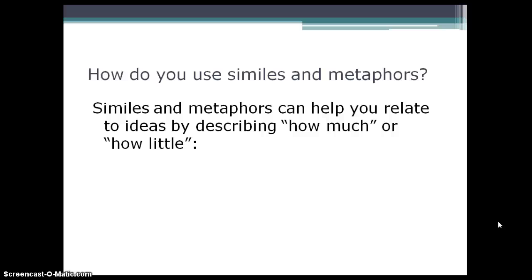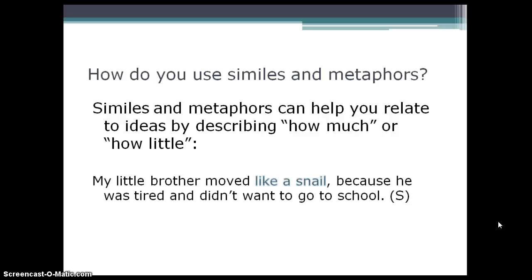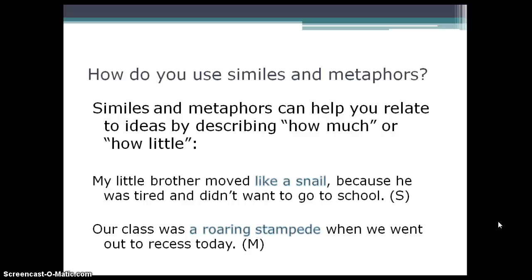Similes and metaphors can also help you relate to ideas by describing how much or how little something is. My little brother moved like a snail because he was tired and didn't want to go to school. That's a simile that tells you how little the brother is moving. He's going very slowly like a snail. Our class was a roaring stampede when we went out to recess today. This is a metaphor that compares our class with a very fast, very loud stampede.